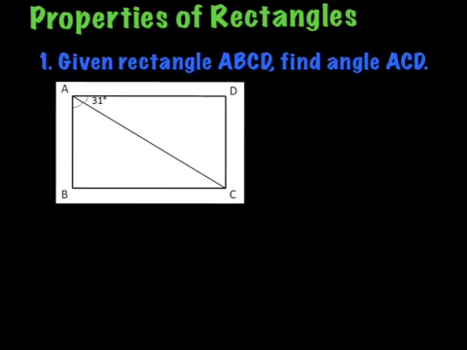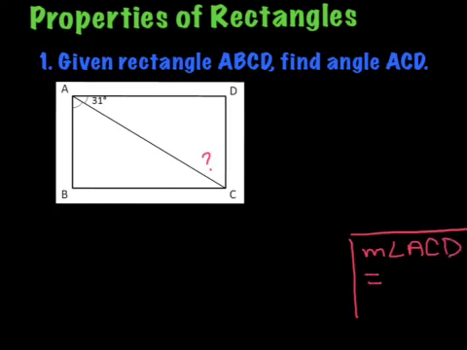All right, be sure to write down your title, properties of rectangles, and let's look at what we have to find. We're given rectangle ABCD. We have to find angle ACD. So we're going to try to find this angle right here. Let me go ahead and put a question mark right there. So we know that's the one we have to find. And let's put a spot for our answer. We're trying to find the measure of angle ACD.